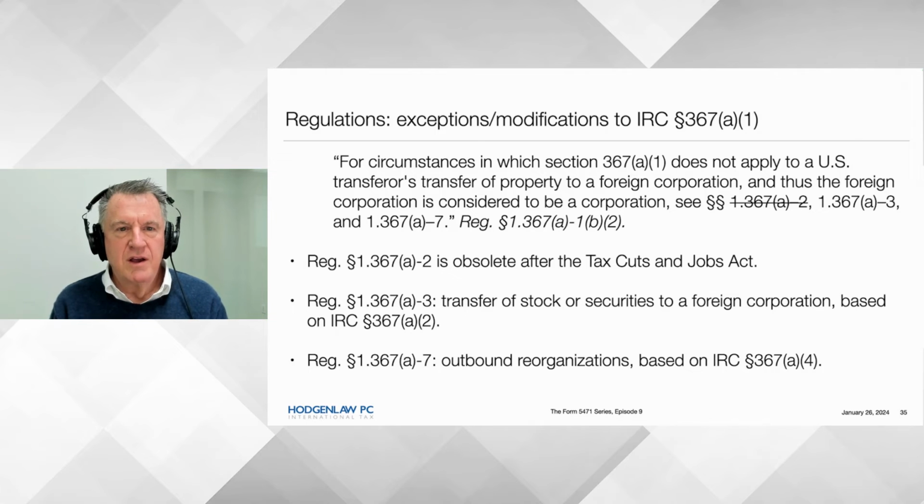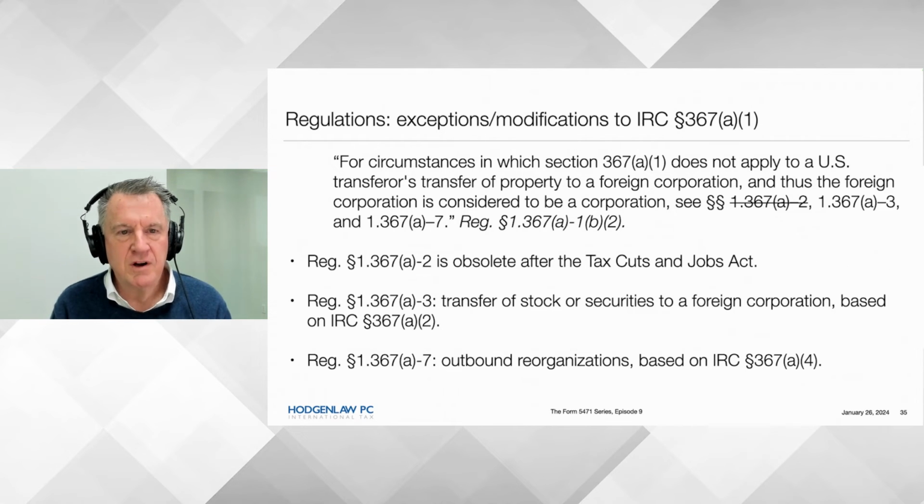Then let's talk about exceptions and modifications, where it is possible that this outbound transfer might indeed qualify for Section 351 non-recognition after all. So here's the reg that you need to look at. There are three regs here, -2, -3, -4, that say, no, we'll actually pretend that the foreign corporation is an actual corporation, and therefore you can use 351 to make it a non-recognition event for the outbound transfer.